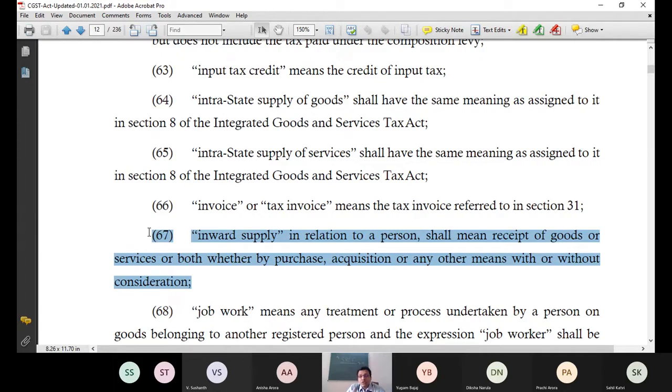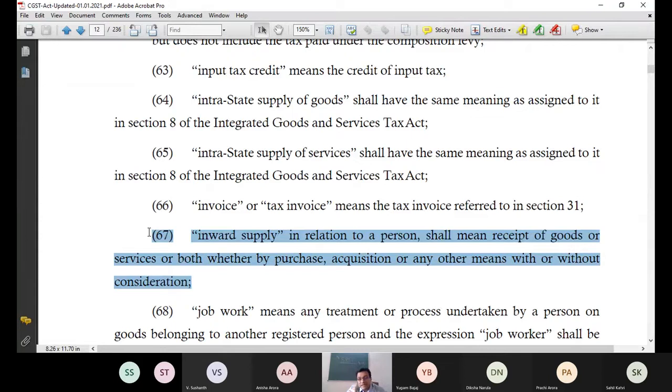In outward supply, you are a seller. In inward supply, you are a purchaser. Then in outward supply, you must be a taxable person. In inward supply, you should not necessarily be a taxable person. You must be a person, that's it. Now in outward supply also, consideration is not necessary. Inward supply, consideration is not necessary. For example, I got this laptop free from my friend. It's inward supply for me.